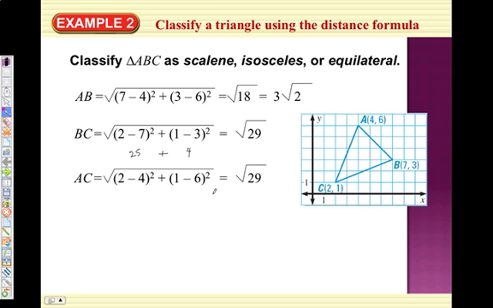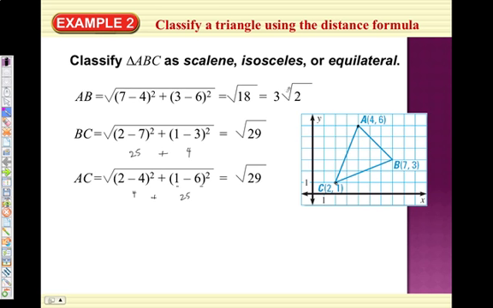Alright, next one, AC. You can see A to C. So we just subtract the x's, square them, plus subtract the y values, square them, and so 2 minus 4, negative 2 squared, which is 4, and this is negative 5 squared, which is 25. Add those up, you still get square root of 29.